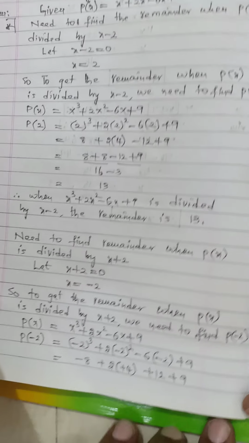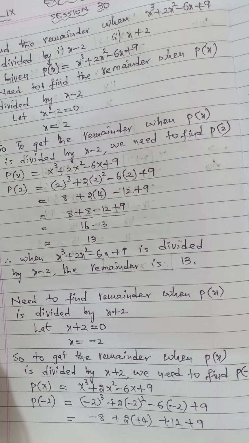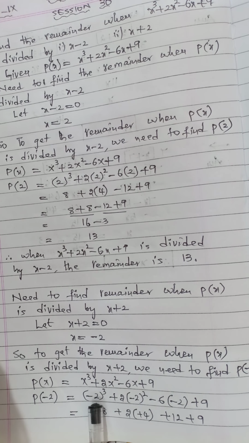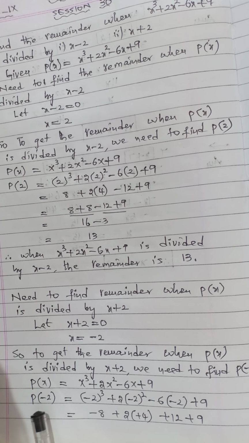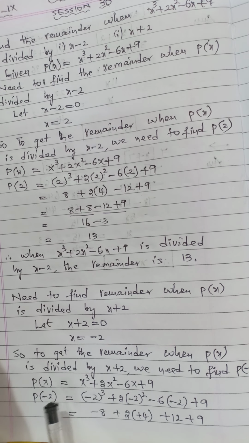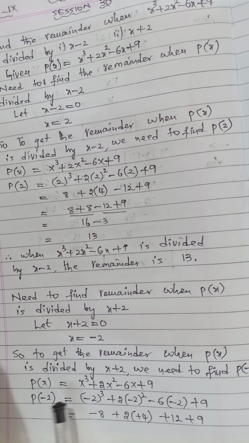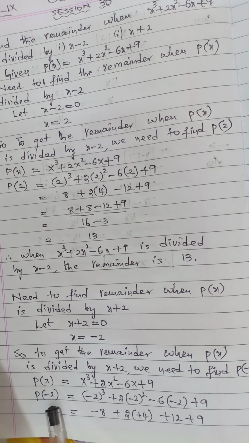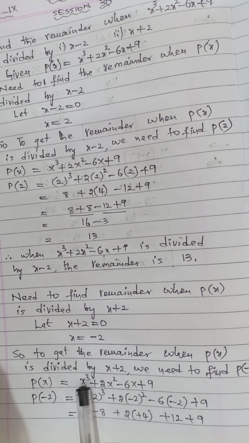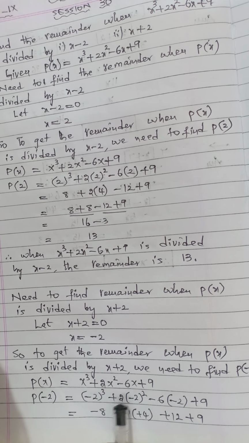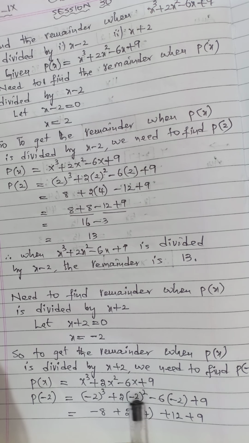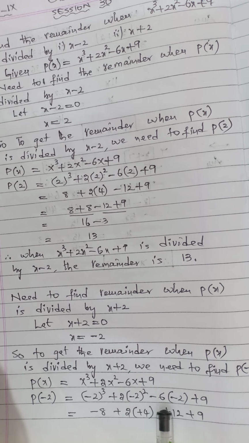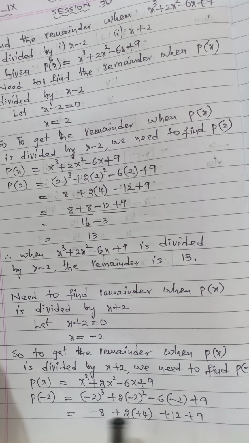The procedure is: first, p of x is equal to x cube plus 2x square minus 6x plus 9. Now we have to find p of minus 2. So wherever x is there, we substitute the value minus 2. It is minus 2 whole cube plus 2 into minus 2 whole square, because x is minus 2. Next, minus 6 into x, so it is minus 6 into minus 2 plus 9. What is the next answer?